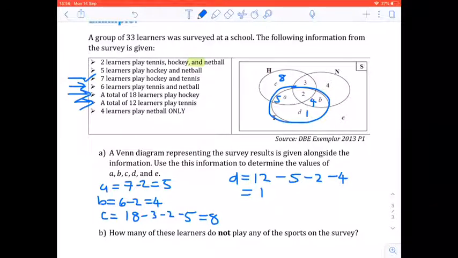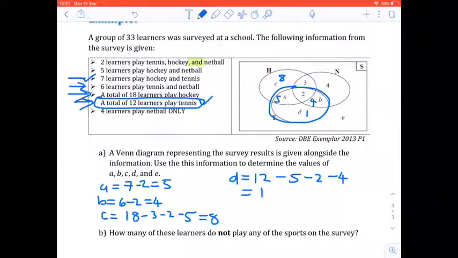And then I'll check for that. And you can do these for all of these to make sure all of these bullets that were given in the question actually hold true. Our check would be to look at that tennis circle only and add those values up. 5 plus 2 plus 4 plus 1. If you add them up, 5 plus 2 is 7, plus 4 is 11, plus 1 is 12. And let's check. Our question says a total of 12 learners play tennis, so therefore that's true. Okay, so this is how you check yourself. And then 4 learners play netball only.